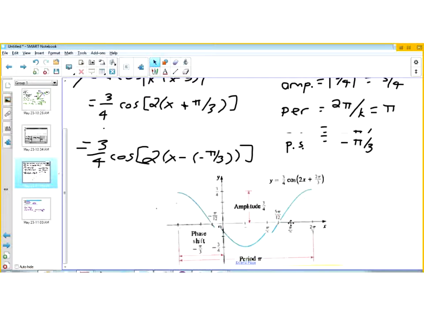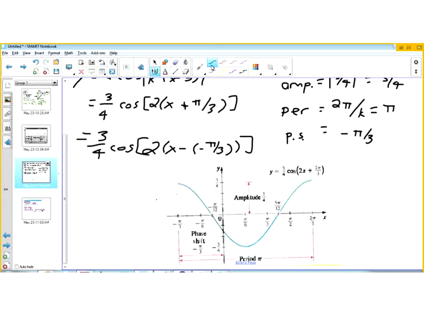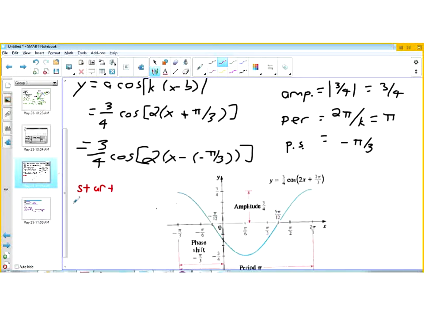Okay, so that's something that this problem doesn't express. So the start of the period would again be found by setting the argument equal to 0. So we have 2x plus 2 pi over 3 is equal to 0.